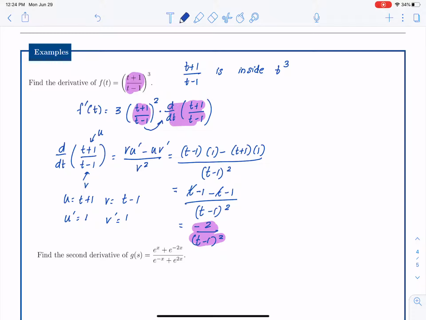So the answer to the original derivative is 3 times ((t + 1)/(t - 1)) squared multiplied by negative 2 over (t - 1) squared. So the answer is negative 6 (t + 1) squared divided by (t - 1) times (t - 1) squared, which is (t - 1) cubed.